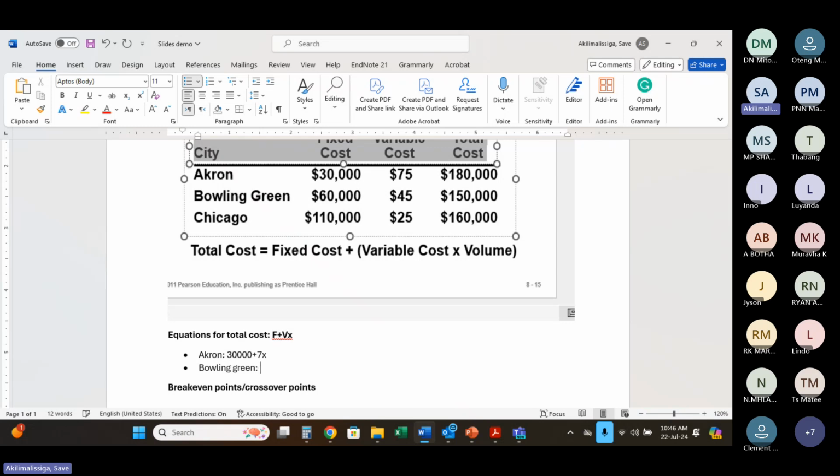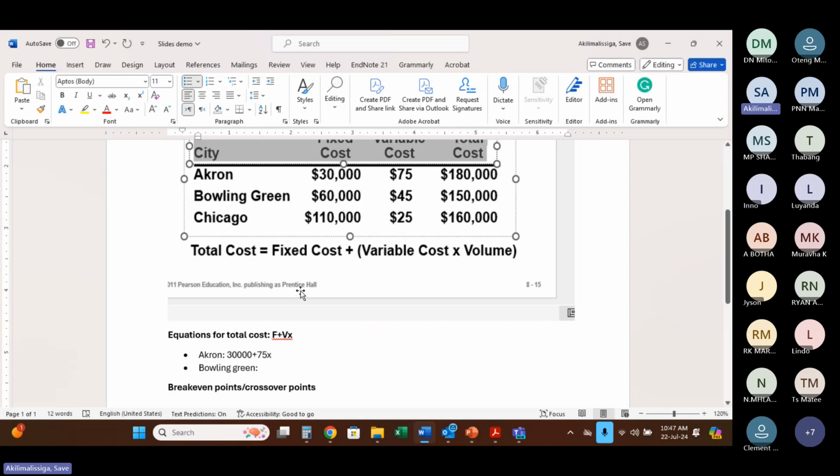Bowling Green, the equation of Bowling Green. So we take the fixed cost, which is 30,000 rand, and then you add 75. Sorry, that is 75, not 7. Yes, it's 75 instead of 7.